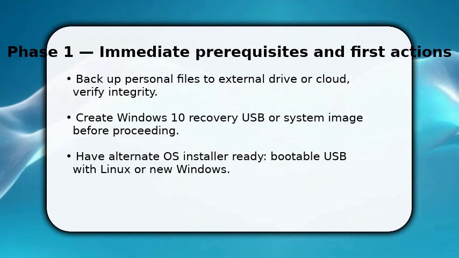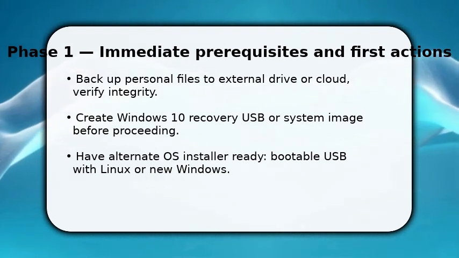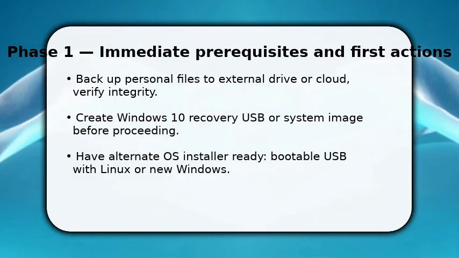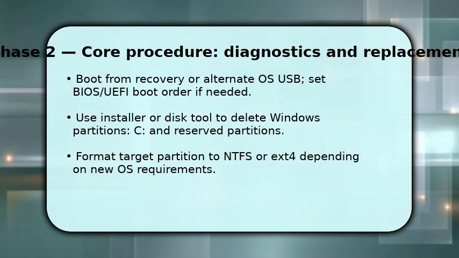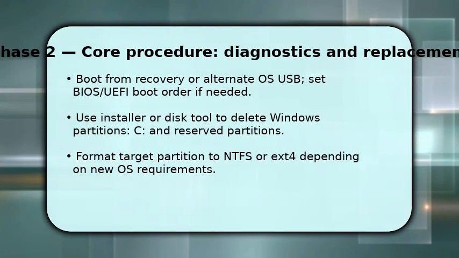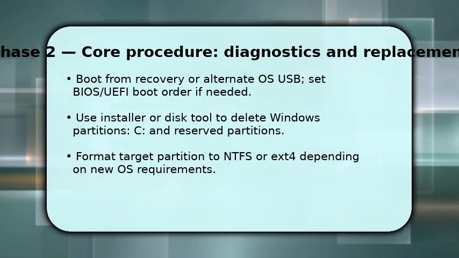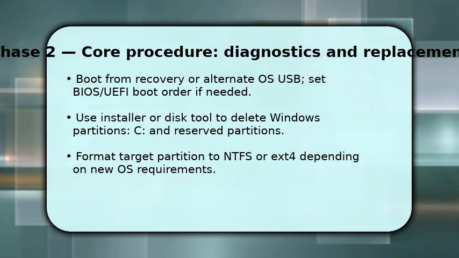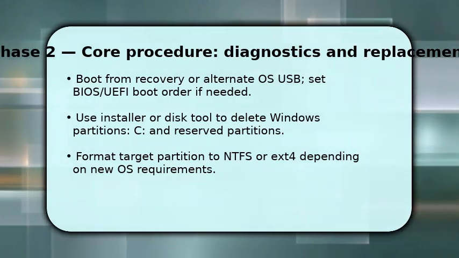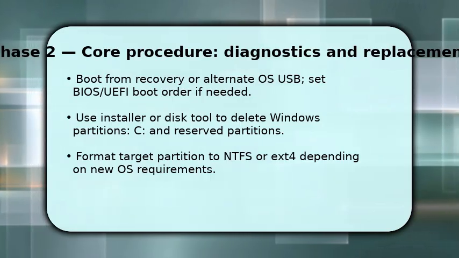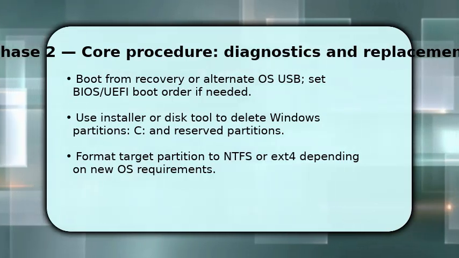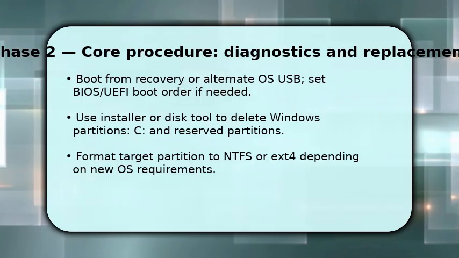You now boot from the recovery or alternate OS USB, enter BIOS or UEFI, and set USB as the first boot device if the system ignores it. Once the installer loads, choose Custom Install or Advanced Drive Tools, then delete the Windows partitions, typically the C partition and the Small System Reserved partitions, so Windows files are removed.